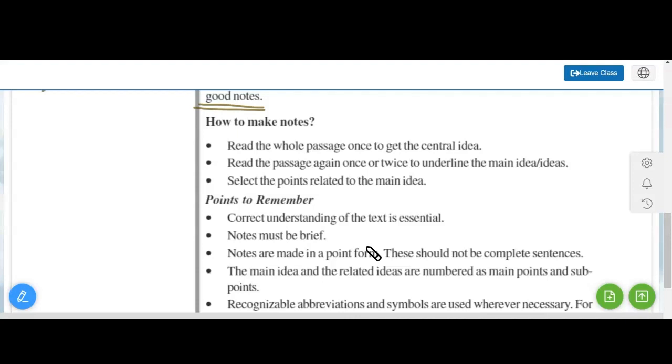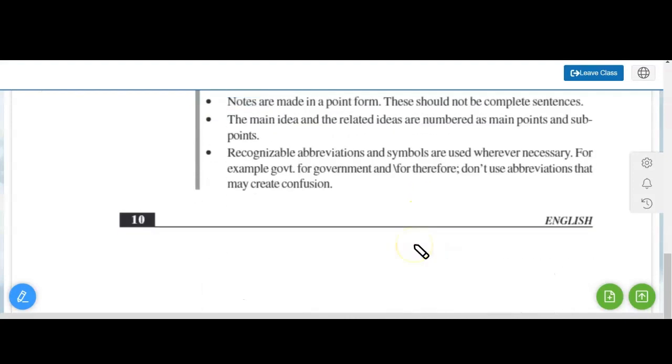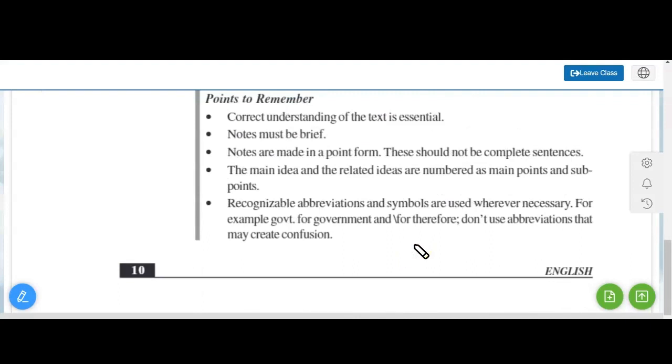Next one is points to remember. Correct understanding of the text is essential. You have to understand what the text means. You cannot imagine and write whatever is there in the text. First try to understand it. If you don't understand in one go, try once more.